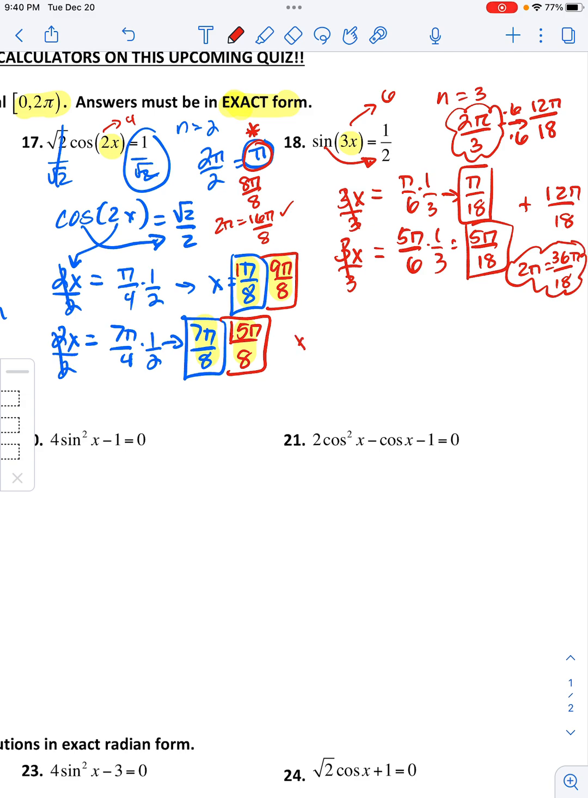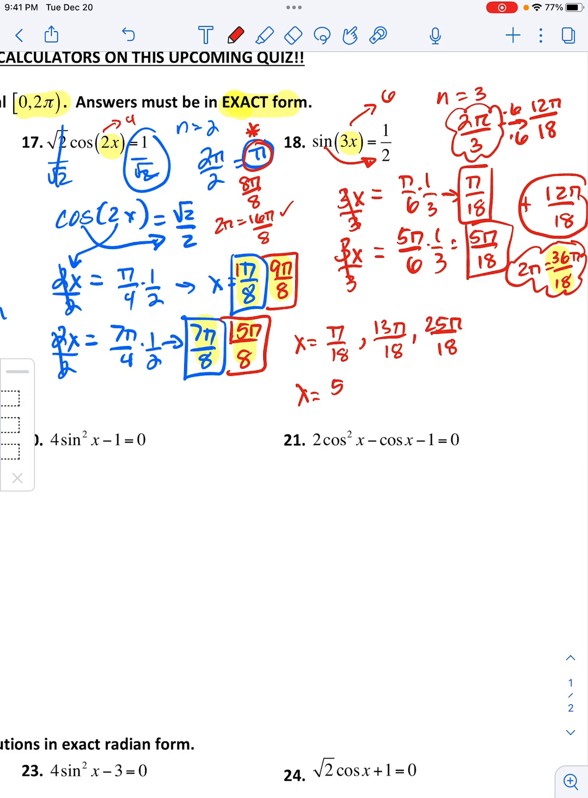Okay. So my first answer that I got was pi over 18. When I add my spacing of 12, I'm going to be at 13 pi over 18. When I add that space again, of course, it's 25 over 18. But if I add that 12 again, I'll be at 37, which is bigger than my 2 pi. Going to my next option.